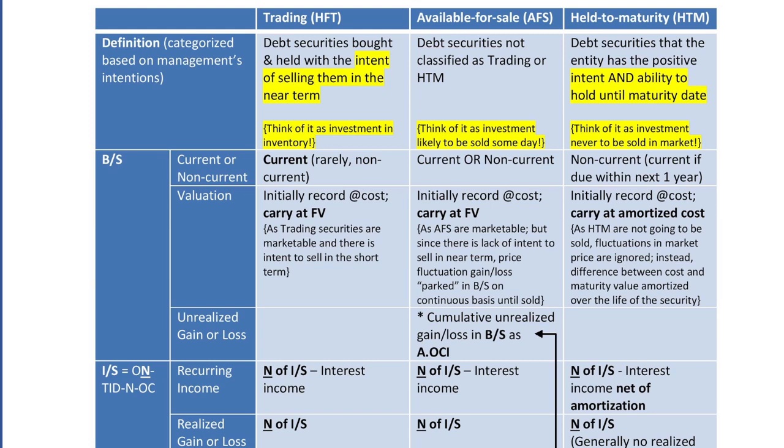Now, talking about accounting for all these three different types of debt securities, circle balance sheet. Now, on the balance sheet, held for trading securities, they are carried at highlight fair value.